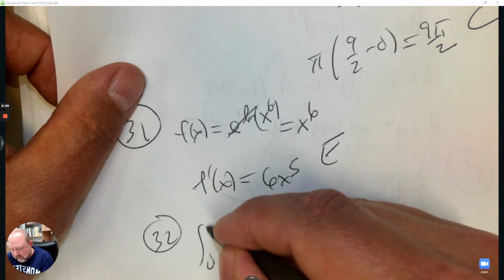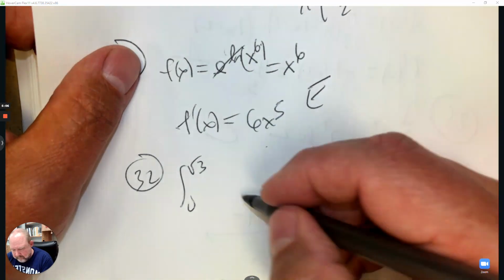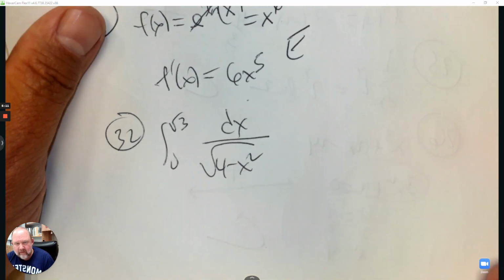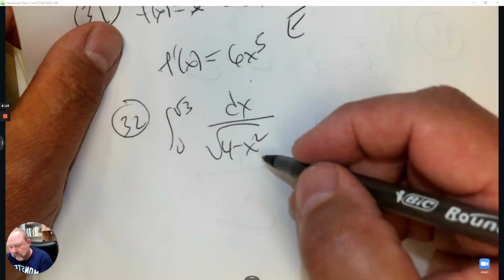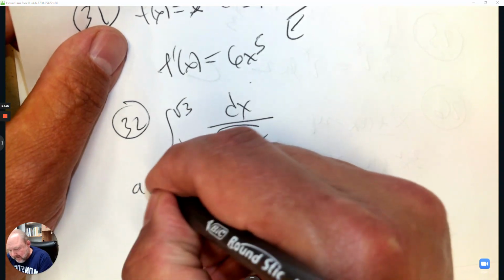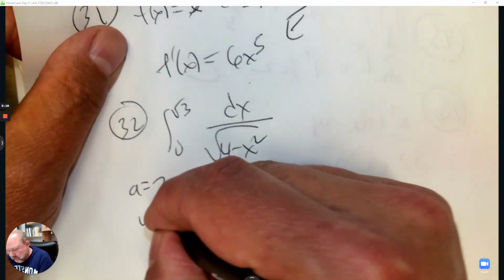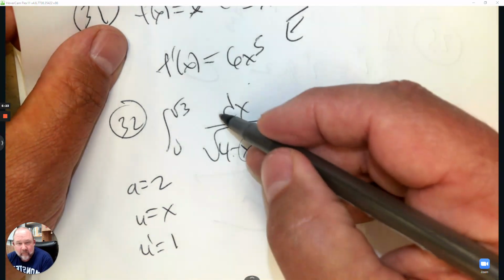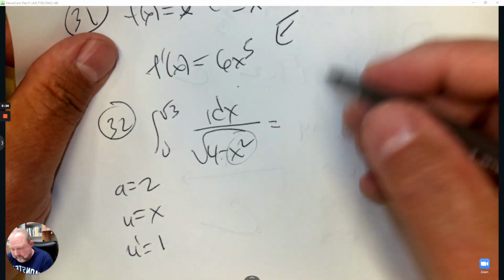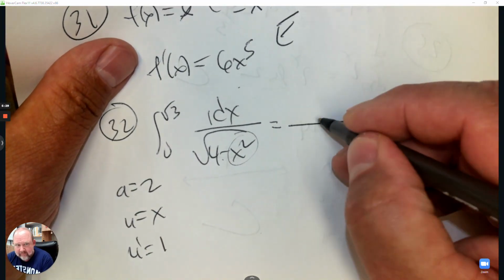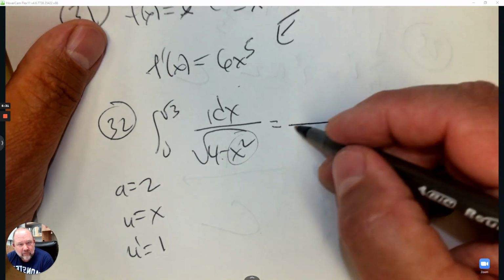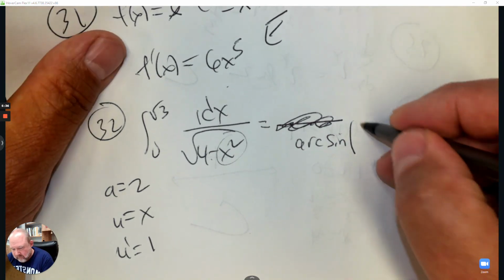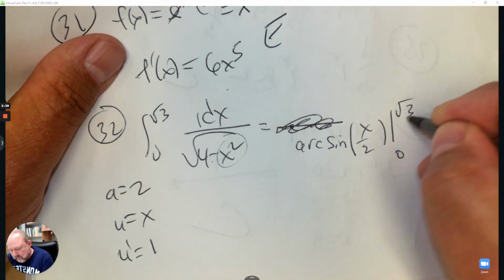32. We're going to integrate from 0 to root 3. You know you should be doing these first, right, by yourself. This looks like arc sine. So if that is arc sine, then a is the square root of 4, u is the square root of x squared, and the derivative of u, the hook, is 1, which is perfect. And then the formula. So there's no 1 over a for arc sine. So it is just, oops, not a fraction line anymore. It is just arc sine u over a, which is x over 2, and that's from 0 to root 3.